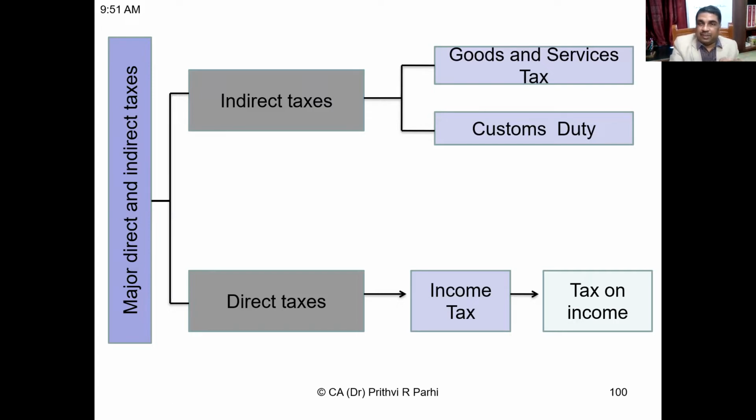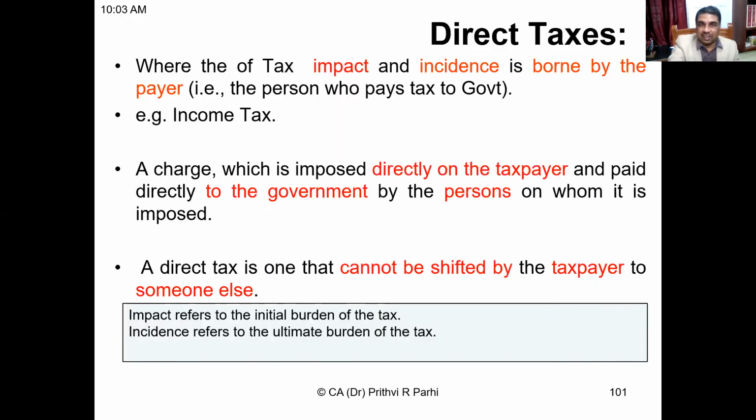Okay, thank you. Now, you can look at this chart. If you take the example of indirect tax, examples are goods and services tax, and customs duty is also a kind of indirect tax. The direct tax example is income tax. The other direct taxes which were there once upon a time, like wealth tax, are not there as of now.